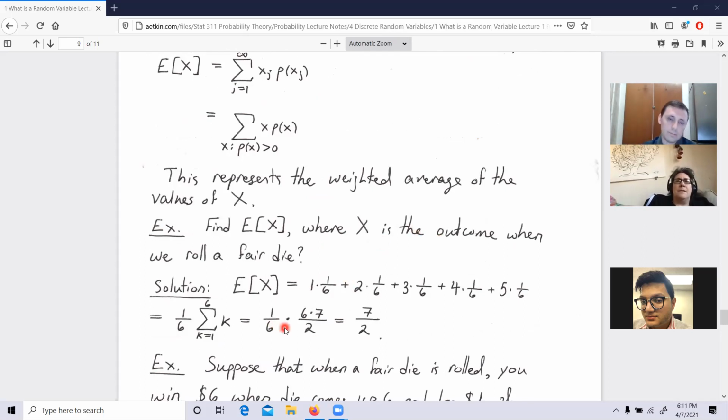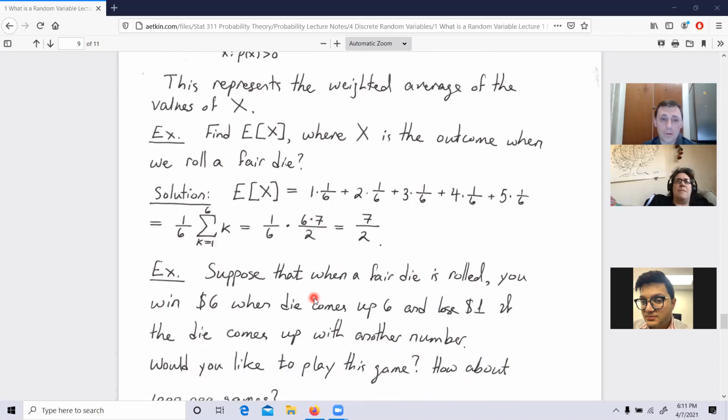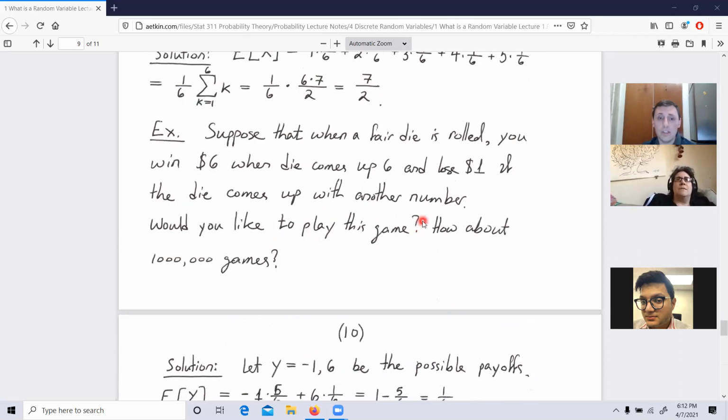Oh no, I made a mistake. Actually, 21 by 6 is 7 by 2. The summation of k is 6 times 7/2, but there is a 1/6 over here, so I don't multiply anything, I just cancel the 6 and have 7/2. My bad, sorry.